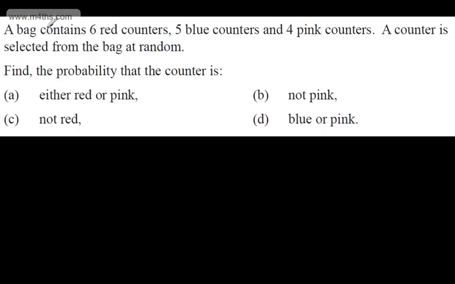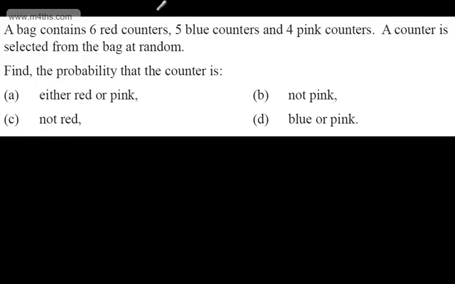Okay, we're now told a bag contains 6 red counters, 5 blue counters and 4 pink counters. A counter is selected from the bag at random. We're asked to find the probability that the counter is A, either red or pink, B, not pink, C, not red, D, blue or pink. So all we're doing is working these out. These are mutually exclusive. So let's look at the probabilities.